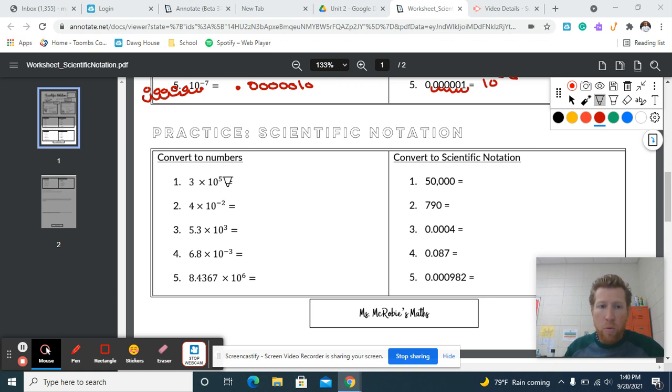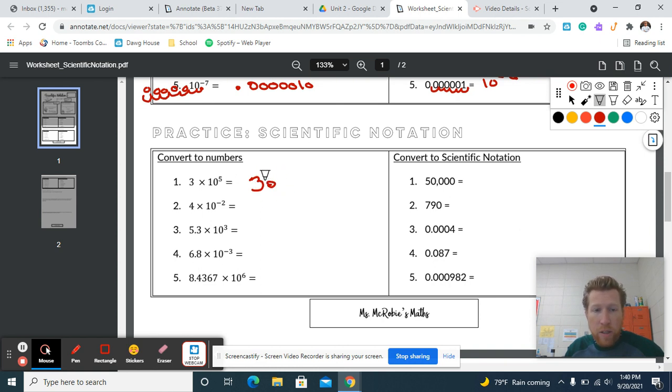All right, here we go. So real quick, we're going to balance back and forth between these two. And so now we have 3 times 10 to the fifth power. What it would look like if we were to convert this into a number, it's 3. Because if we were to say 3 times 1 is 3, or 3 times 10 is 30.